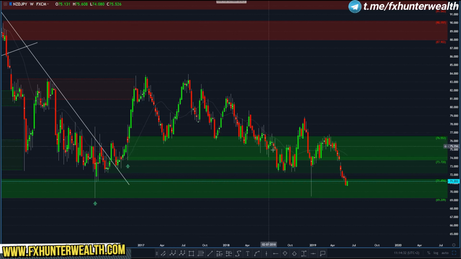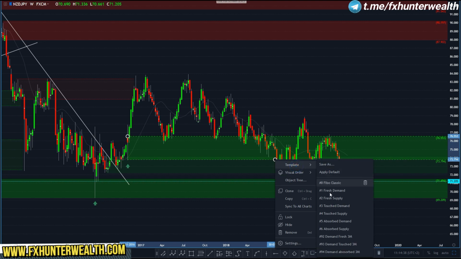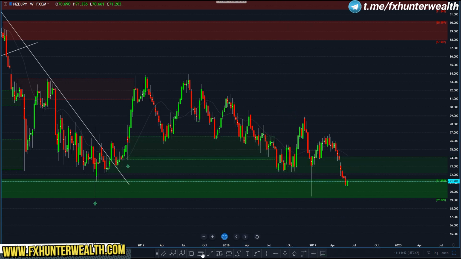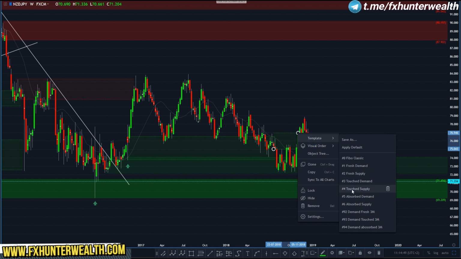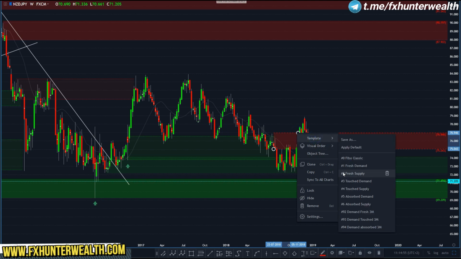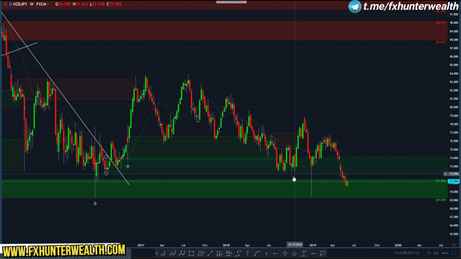It's broken down here, and here we have absorbed demand, and it was broken by this last accumulation. So here was the supply, sorry, it should be this one. This zone is absorbed as well.